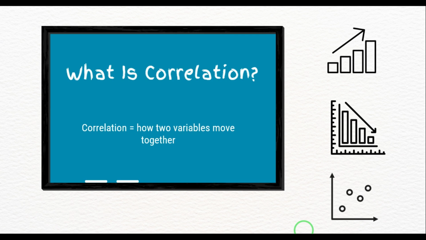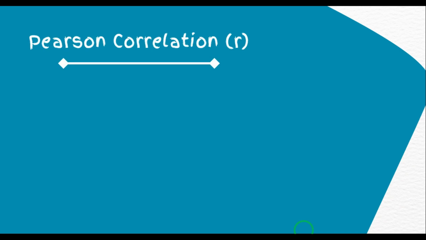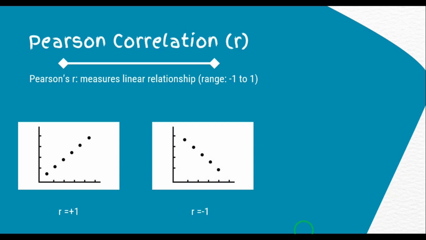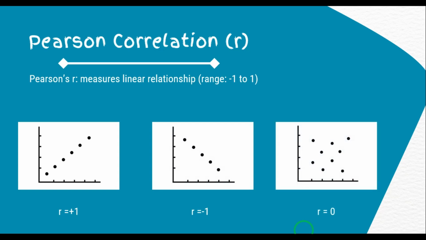Let's make that more concrete with the most common measure, Pearson's correlation. Pearson's correlation, often called R, measures the strength and direction of a linear relationship between two continuous variables. Values near +1 mean a strong positive, near -1 mean a strong negative, and around 0 means no linear relation. But remember, it only catches linear patterns. Things like curves, jumps, or thresholds can fool it.